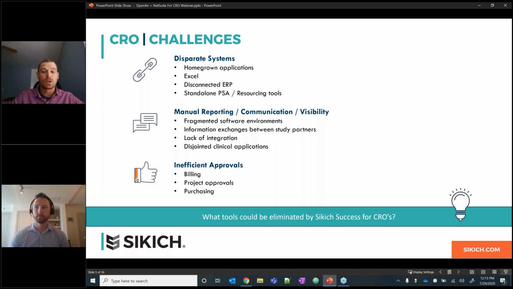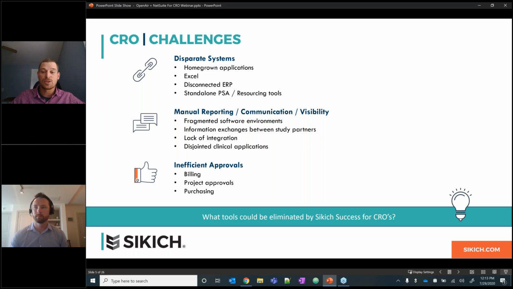From your manual reporting, communication, and visibility, again, these fragmented softwares cause a lot of gaps of information between these technologies. We're seeing a lot of manual efforts in terms of communicating with your clients, life sciences organizations, in terms of status and updates. A lot of times these tools are not integrated, so they're not talking to each other, which means that we have people moving data. And that's a lot of what we're going to focus on. How do we eliminate that manual effort?